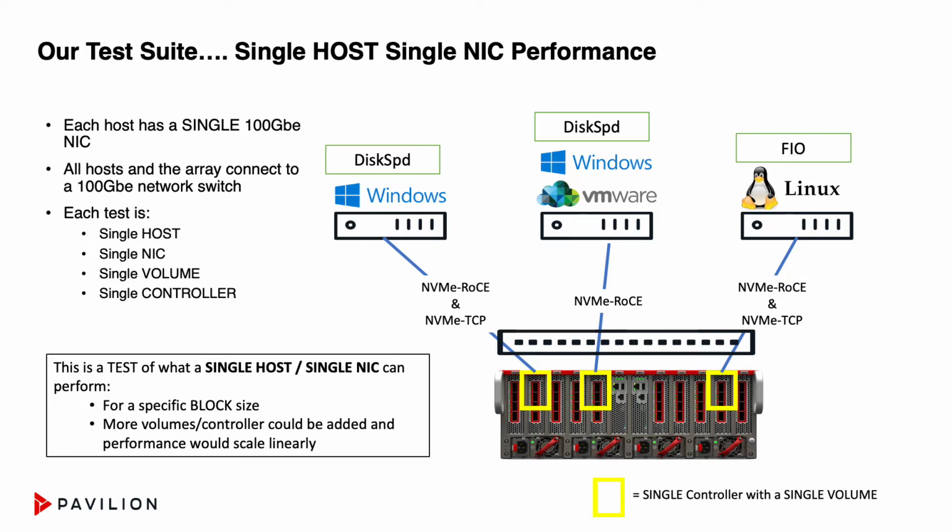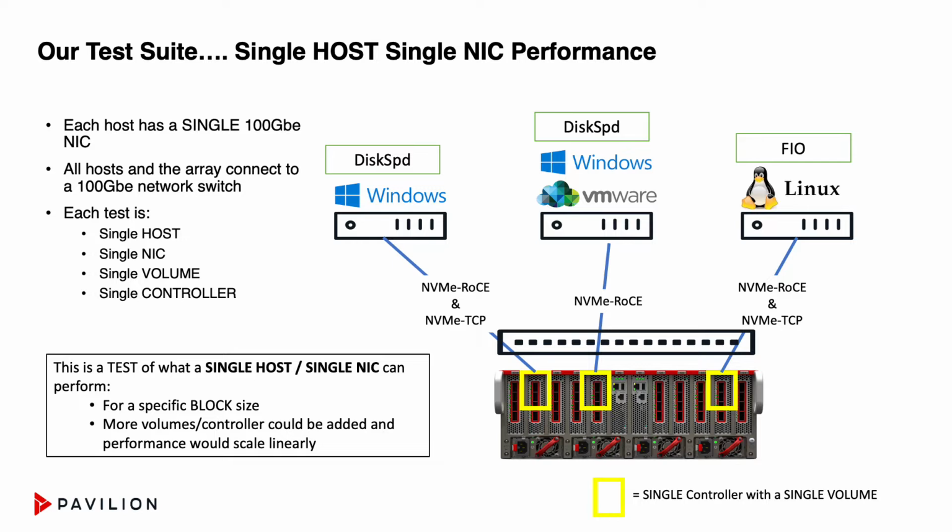So the hardware configuration is a Pavilion storage array connected to a 100 gig Ethernet switch. Each one of the hosts has a single 100 gig Ethernet NIC in them, all with 100 gig connection. We're going to show you performance numbers using a Windows bare metal machine. We're going to show those using the protocol of NVMe-over-Fabrics RoCE, as well as the performance numbers using NVMe-over-Fabrics TCP.